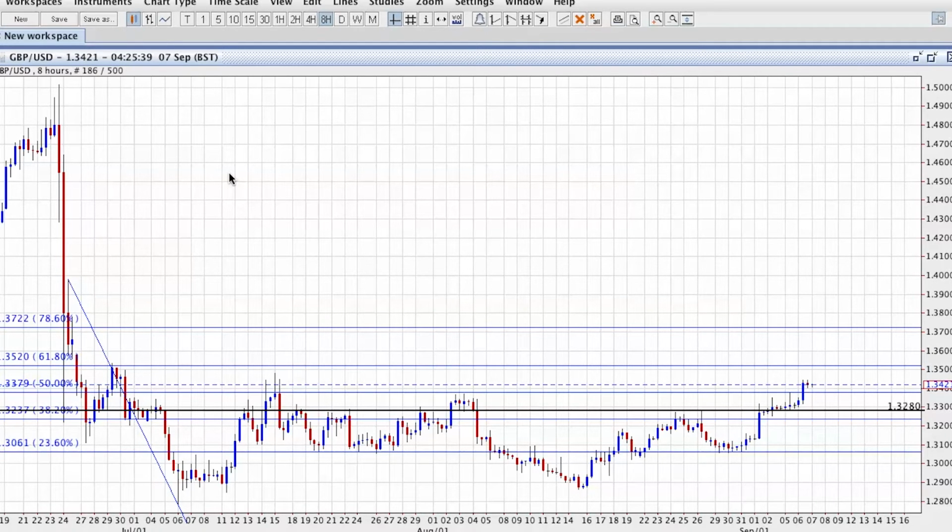Today I'll be looking at the British pound against the US dollar. I'll be discussing the recent trading history in this currency pair, and I'll also be trying to identify the key technical levels going forward. So finally, we've had a sustainable rally in the British pound over the last few days, and we're currently sitting around the 134.20 area.